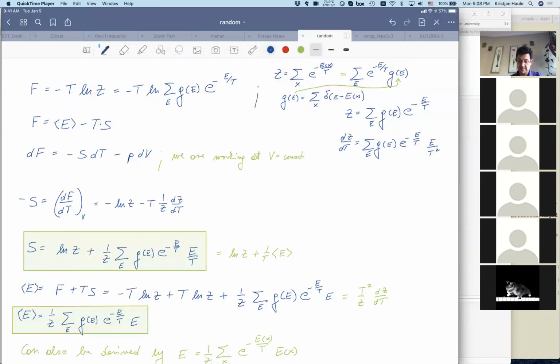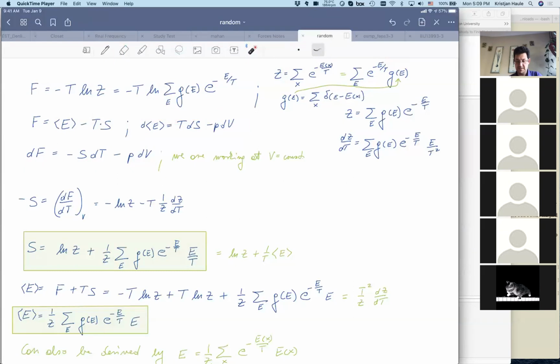And yet another standard thermodynamic relation is that dF is minus S dT minus P dV. Now, again, this comes simply from the fact that the average energy satisfies dE is T dS minus P dV, doesn't it? So if this is true, and of course it is true, that's how it works. dE is T dS minus P dV.